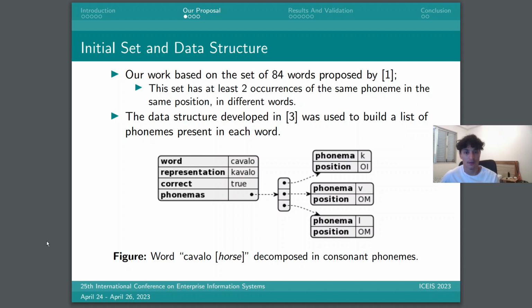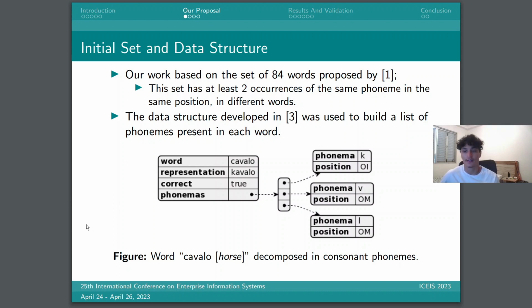So now let's talk about our proposal. Our work is based on a set of 84 words proposed by 1. This set has at least 2 occurrences of the same phoneme in the same position in different words. The data structure shown in the figure was developed in tree, and it was used in our work to build a list of phonemes present in each word.